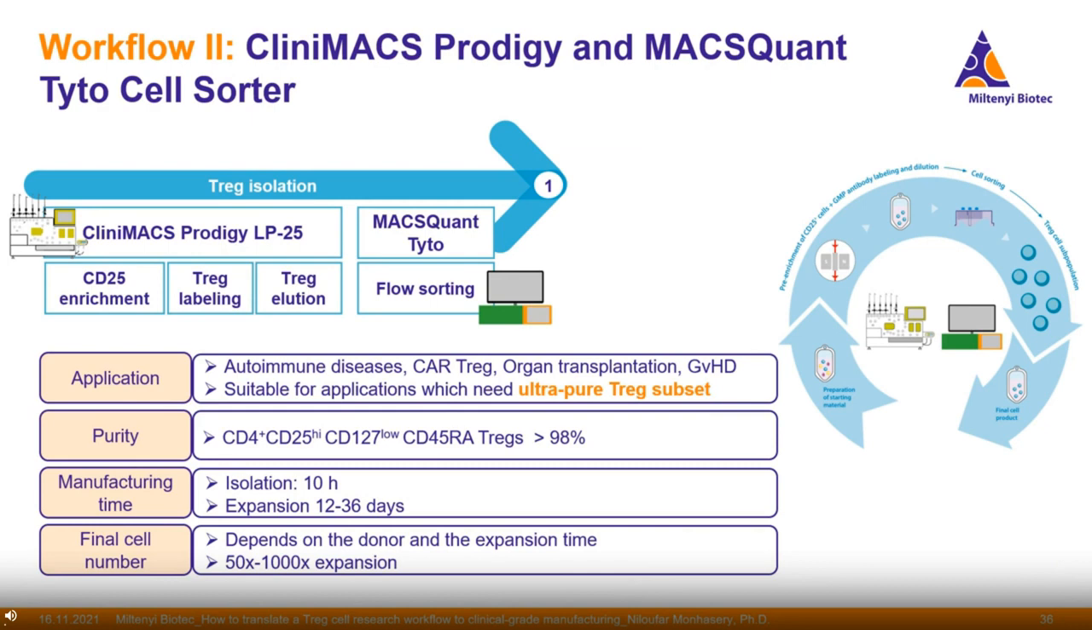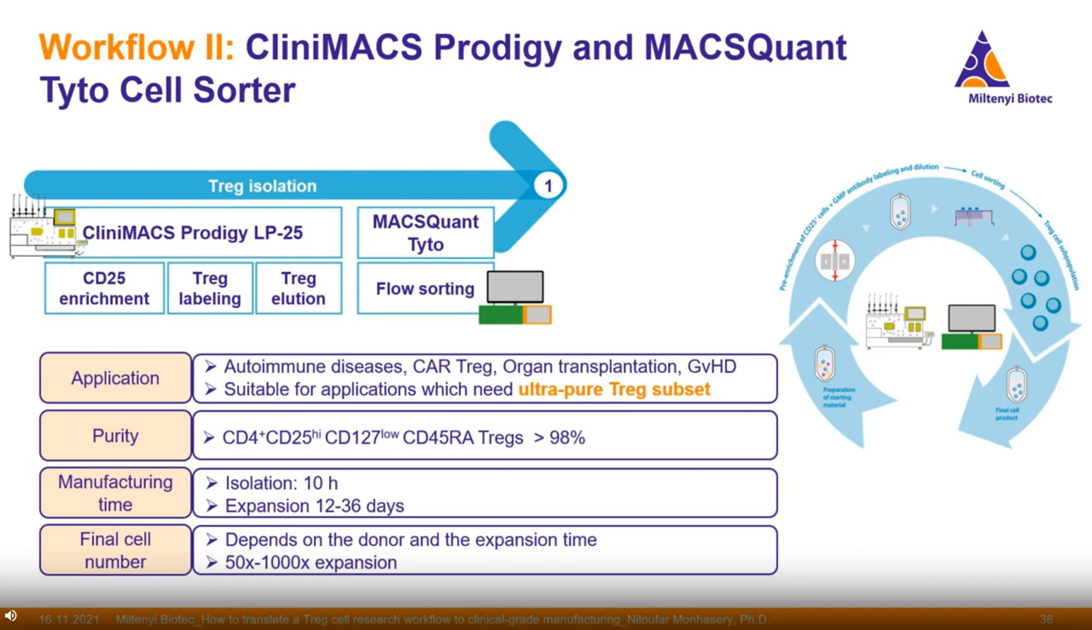CliniMACS Prodigy LP25 process enables you to enrich your CD25 cells and at the same time helps you to label your Tregs with the proper fluorochromes, and then elute your Tregs in special buffers that can be transported to the MACSQuant Tyto Cell Sorter. Then you can sort your cells to isolate the subpopulation that you want to reach, and also reach ultra-pure Tregs.